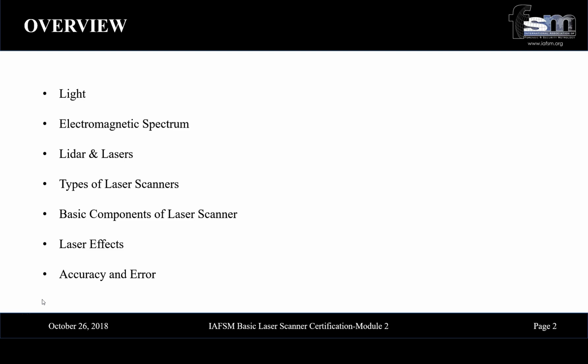We're going to talk about the types of laser scanners and how they operate. We're going to go into the basic components of the laser scanner and also talk about laser effects, things that we see that could go right or could go wrong, and then touch on the accuracy and error of laser scanners.